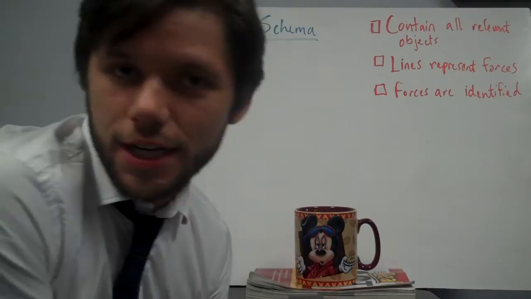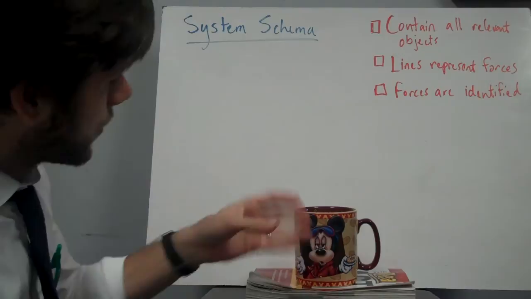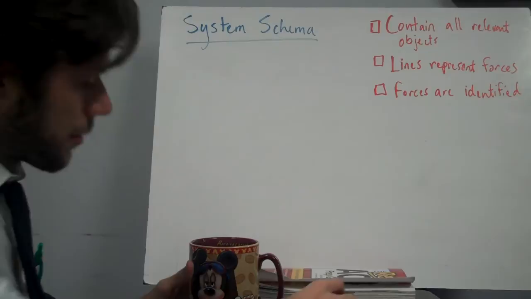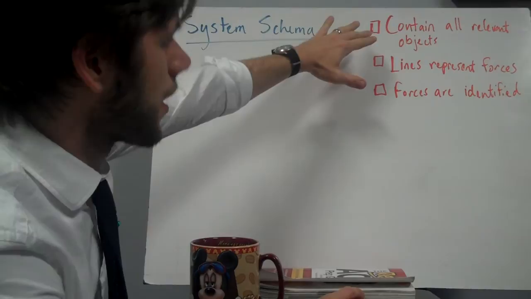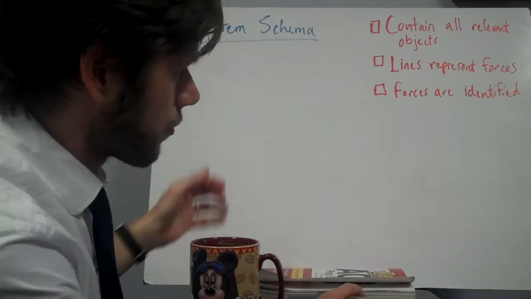I think the other part of this definition that's easiest to define is for us to actually go through an example of what a system schema would look like. One of the things that you'll see as we do this are that it will meet these three criteria. It will contain all of the relevant objects. You will see some lines that I draw representing different forces, and then the forces will all be identified by name.